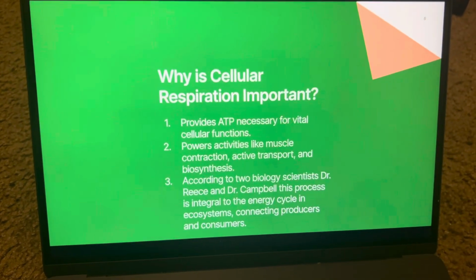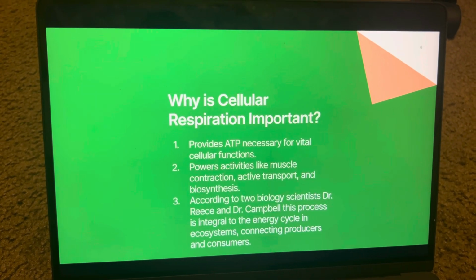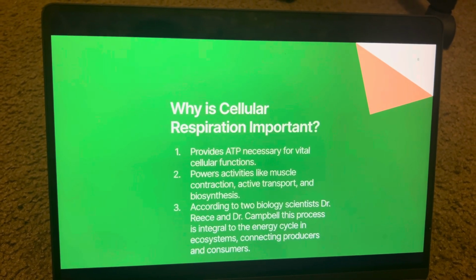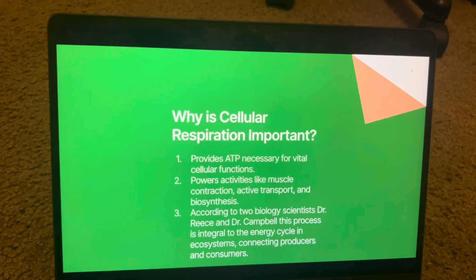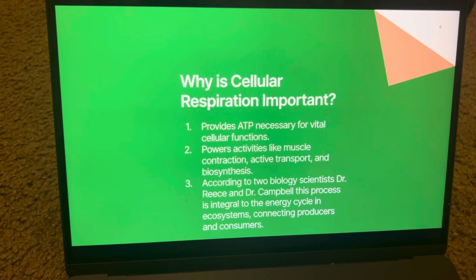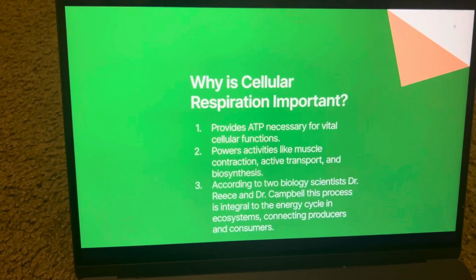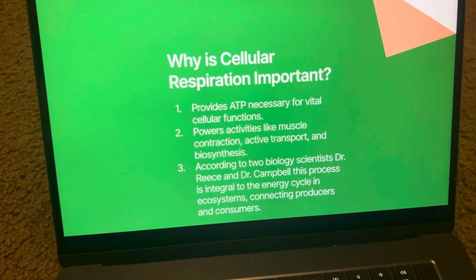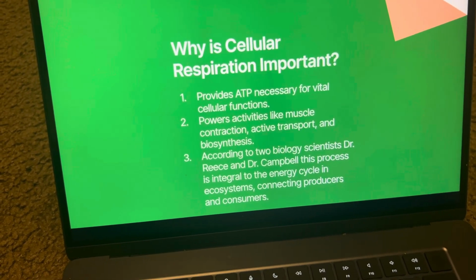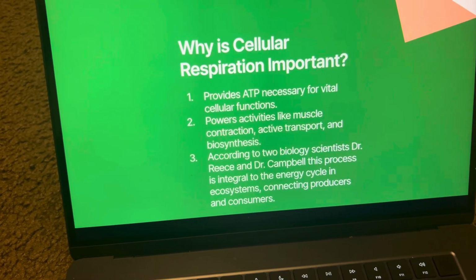As we have talked about in class, there is a level of energy produced throughout each step of the ecosystem. So there's producers, primary consumers, secondary consumers, tertiary consumers. A level of energy is passed down throughout each one, about 10%. And so having ATP is very essential because it is energy that is being passed throughout this process.